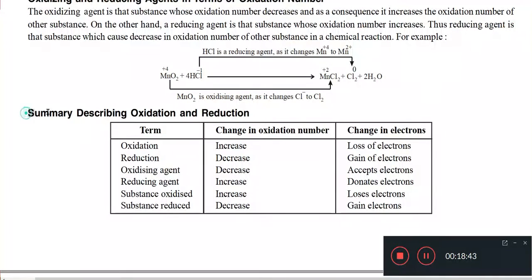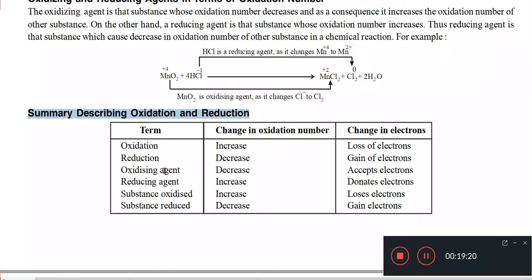There is a summary describing oxidation and reduction. Oxidation: change in oxidation number. If oxidation number increases, then it is called oxidation. And what is happening here? Loss of electrons is taking place. In oxidation, oxidation number increases and loss of electrons takes place. While in reduction, oxidation number decreases. Just now I gave you an example: oxidation number decreases in the case of reduction. Here gain of electrons is taking place.